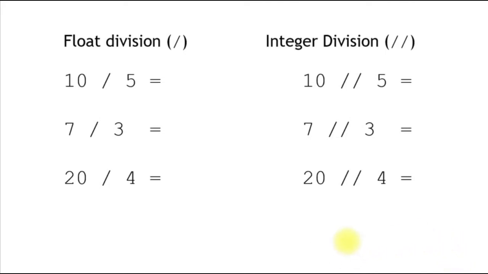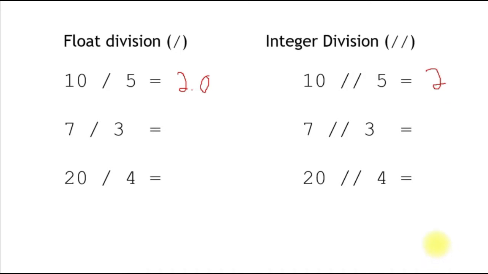Itry naman nating sagutan itong expressions na ito. Meron tayong same na operands, pero magkaiba yung operators na gagamitin natin. Float division and integer division. 10 divided by 5. Kapag float division, kukunin natin yung decimal point. So, 10 divided by 5 is 2.0. Kapag integer division naman, dalawang slash, the answer is only 2. Next is 7 divided by 3.